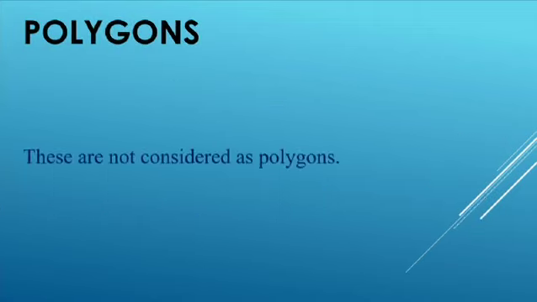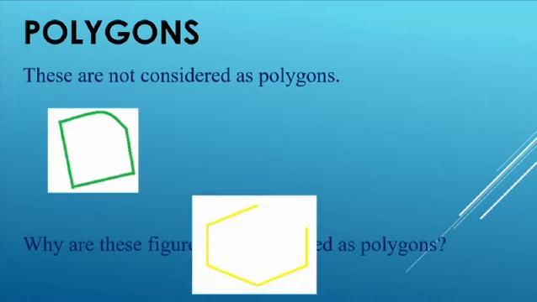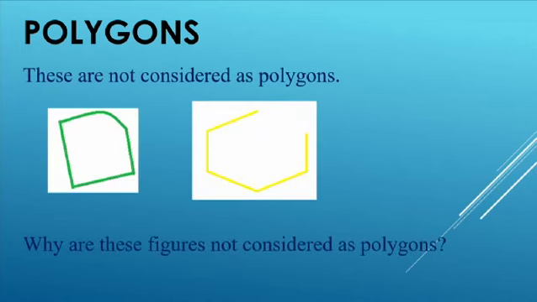Now, let's see. These two figures are not considered to be polygons. Why? Well, in the first one, you see that curved shape, right? A polygon does not have any curves. And what about the second one? Well, the second one is not closed.